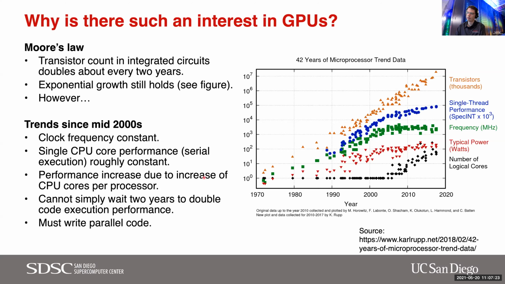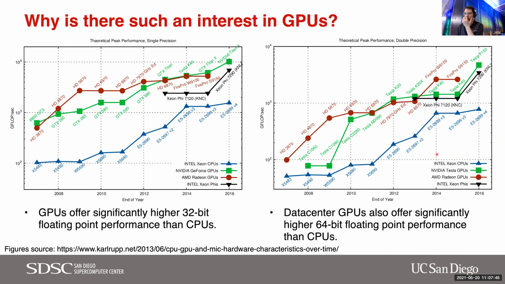So the performance increase is really due to the increase of CPU cores per processor, right? And you can't simply wait to get code to run faster. You must write parallel code. That's basically the gist of it. The frequency has here plateaued, and you have many more cores now. So whatever you do, whether it's CPUs or GPUs, you have to write parallel code.